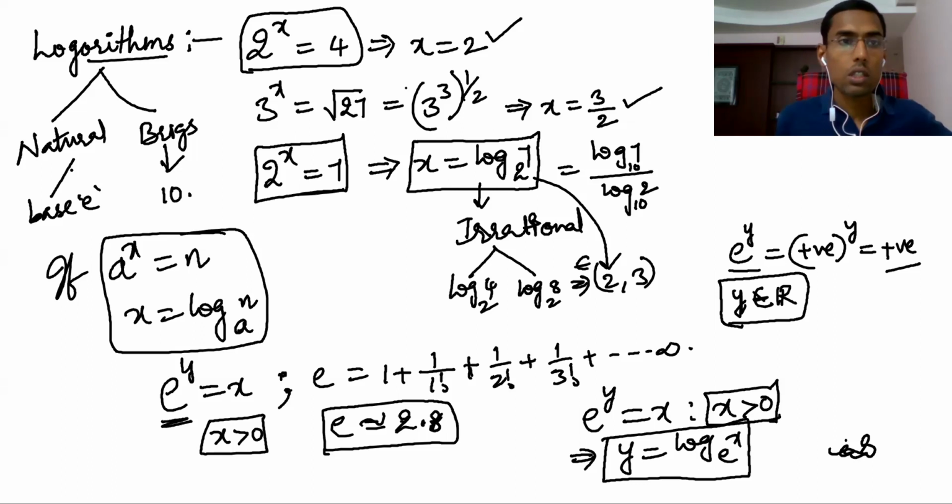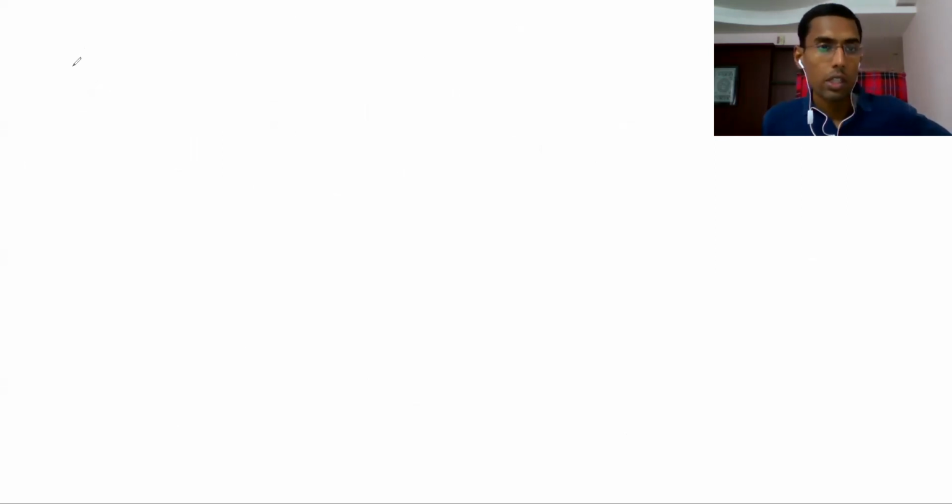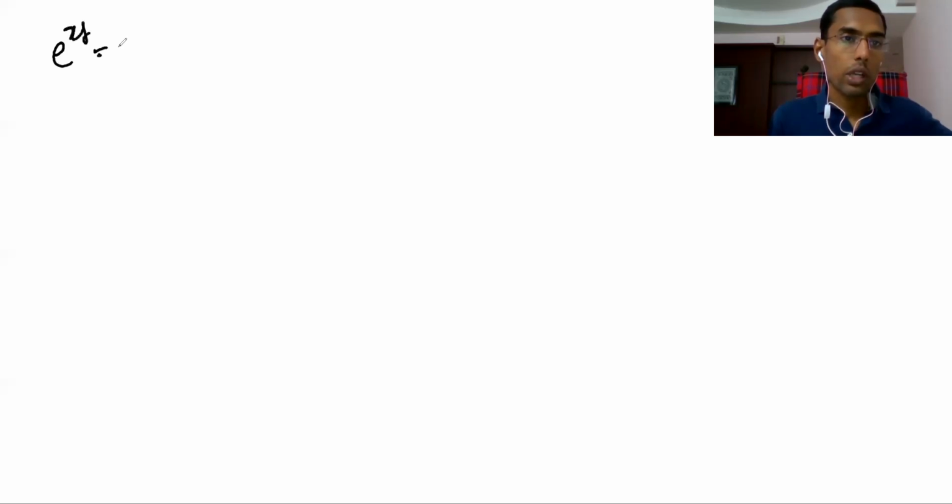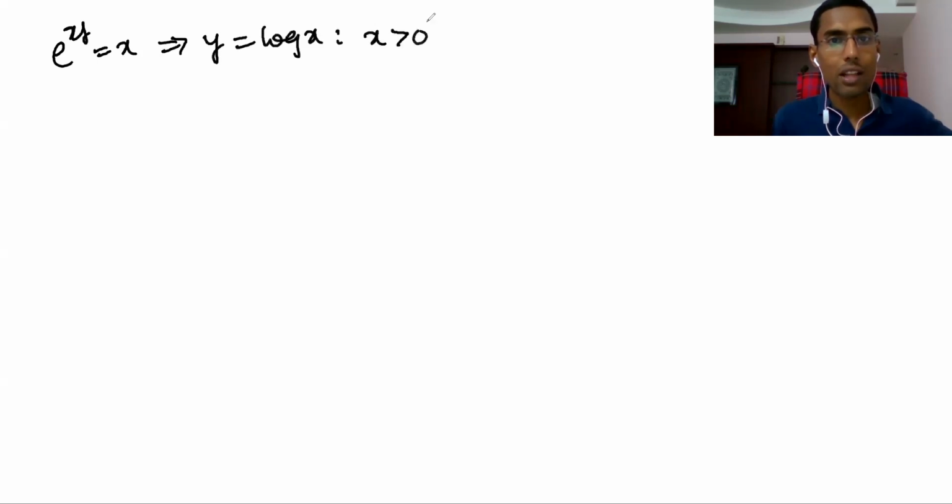So mostly in our intermediate, or 11th and 12th grade, we discuss only the basic natural logarithms. So finally, e to the power y equals x. That implies y equals log x. Immediately we should write x is greater than 0. This is what we should understand here: log x is defined only when x is positive.